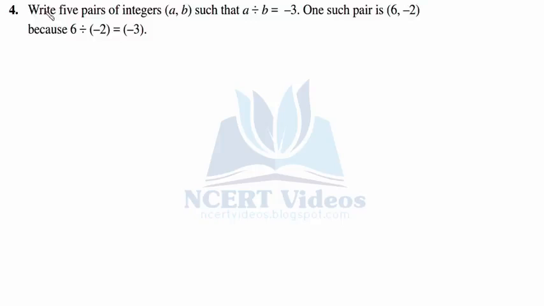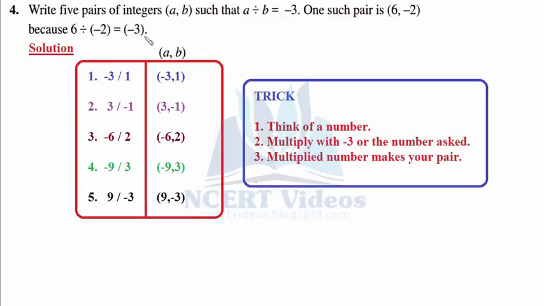Question 4. Write 5 pairs of integers a, comma b such that a divided by b equals -3. One such pair is 6 divided by -2 because 6 divided by -2 equals -3. Okay, so you have to find the pairs which satisfy this equation. So here we go. First one can be -3 divided by 1.